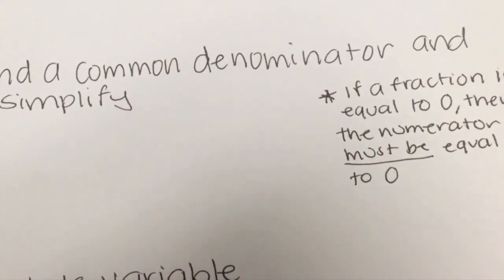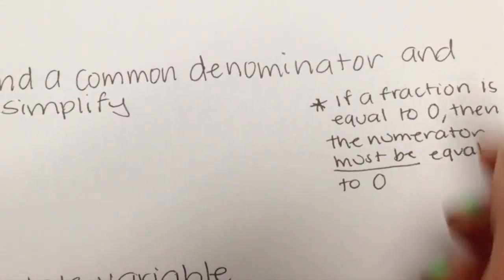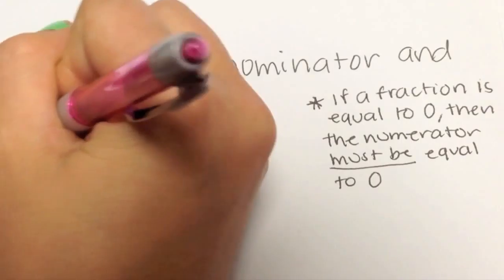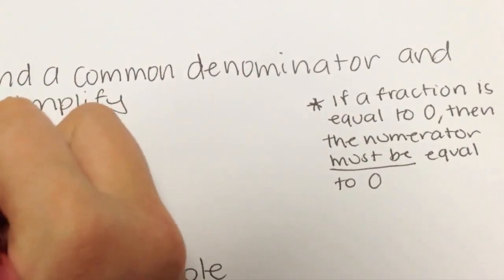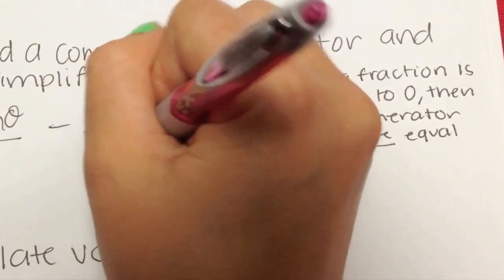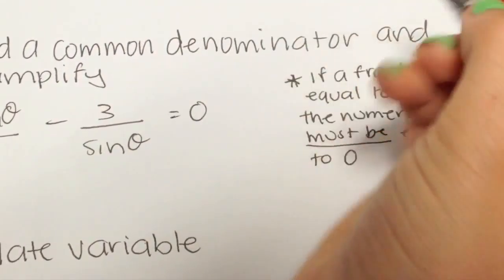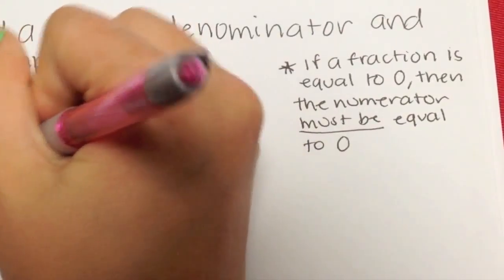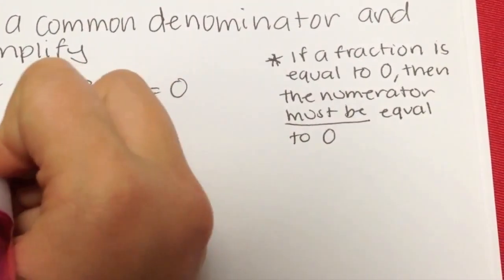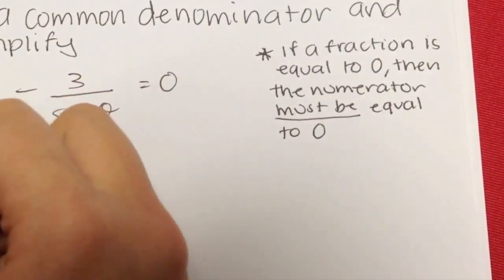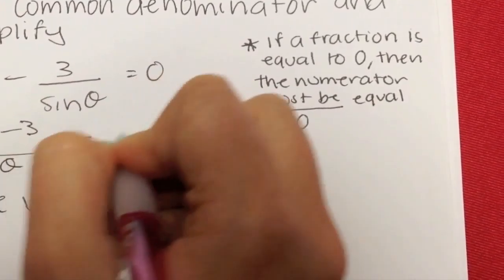Now you have to find a common denominator and simplify. The common denominator will be sine. So 4 sine theta times sine theta over sine theta minus 3 over sine theta equals 0. Simplify, and you get 4 sine squared theta minus 3 over sine theta equals 0.